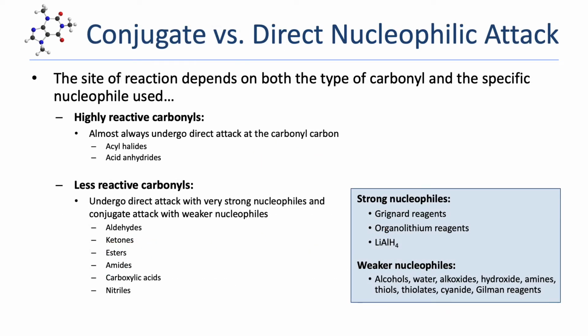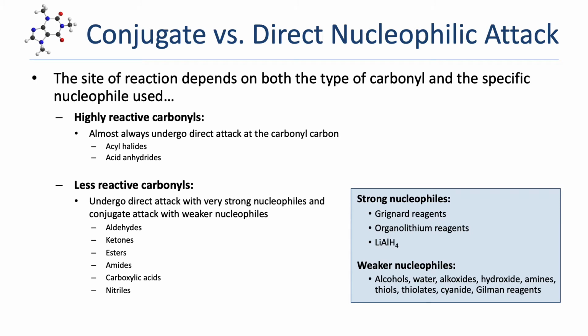Because alpha-beta unsaturated carbonyls are electrophilic at both the carbonyl carbon and the beta carbon, how can we predict whether a given reaction will occur via direct attack or conjugate attack? The site of reaction depends both on the type of carbonyl and the specific nucleophile used. We're going to break down carbonyl compounds into two subcategories: highly reactive carbonyls and less reactive carbonyls. The list of highly reactive carbonyls is quite short. Only acyl halides and acid anhydrides, the two most reactive types of carbonyls.